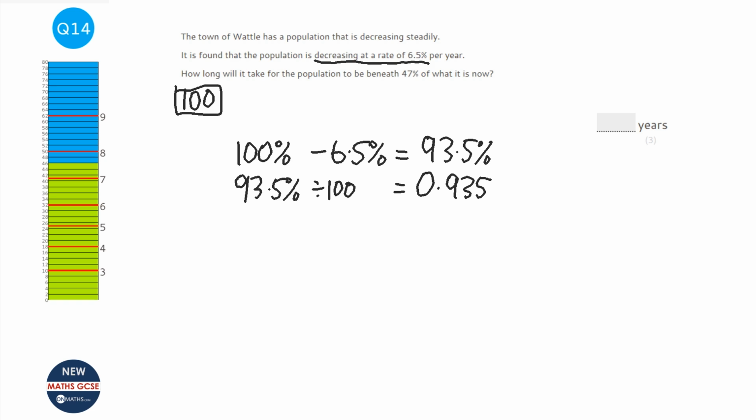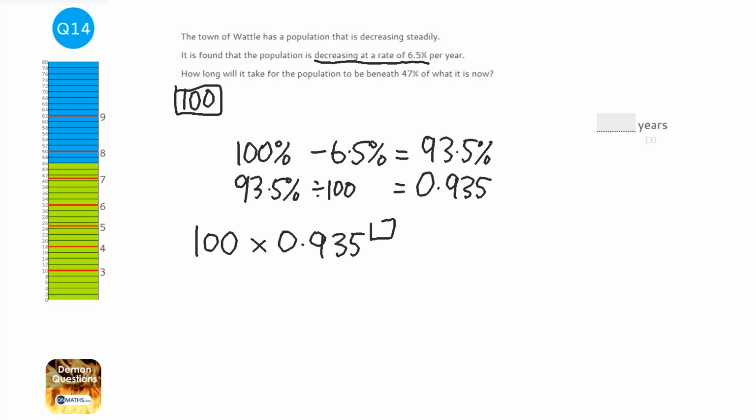Okay, so we've got 100, and what I want to do is figure out how many times I need to multiply it by 0.935. There's a power here which we don't know yet, to get an answer that is less than 47% of it. The reason I picked 100 as my made-up quantity is because 100 is nice and easy, because 47% of 100 is 47. So we need it to be less than 47.